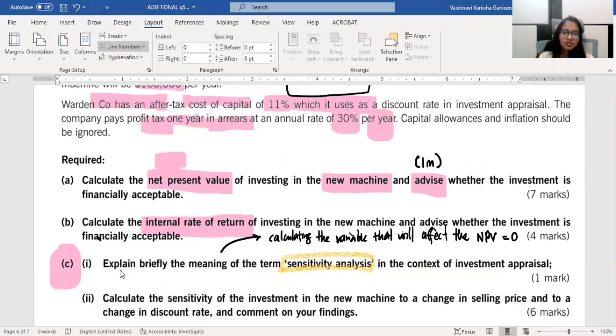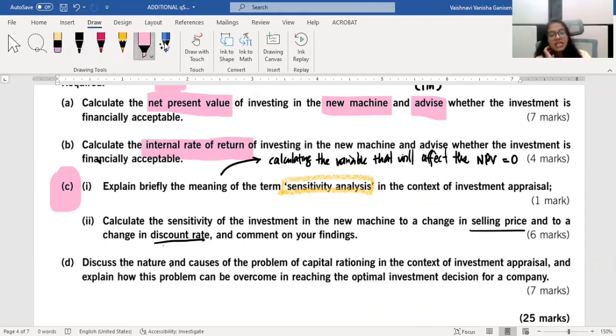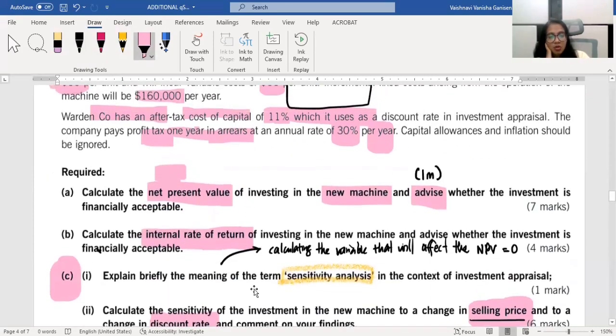Okay, now he asks you to calculate the sensitivity of the investment in the new machine to changes in selling price and changes in discount rate, and he asks you to comment on your findings. So the sensitivity analysis that he's asking you to calculate is selling price and discount rate. So guys, for Warden Co, the first thing that you need to know is what is the NPV. We have already done this question together. The NPV of Warden Co is 103,000 if I'm not mistaken. Let me just double check.